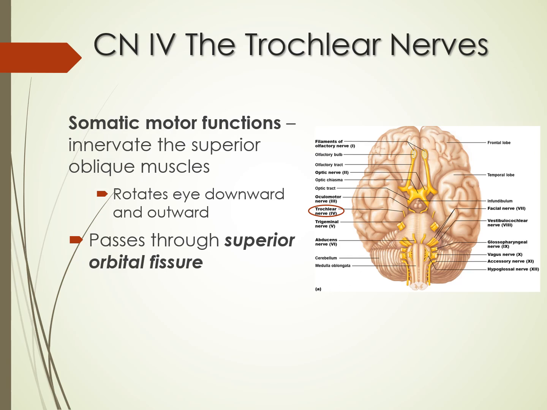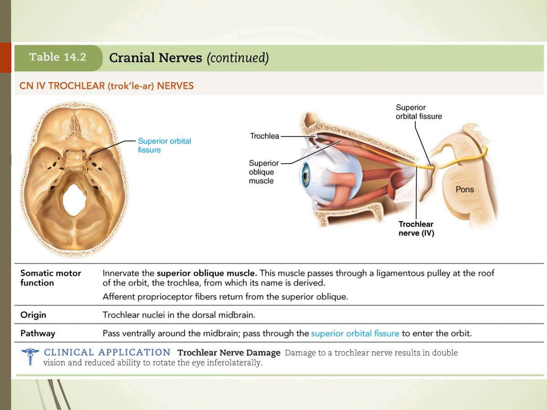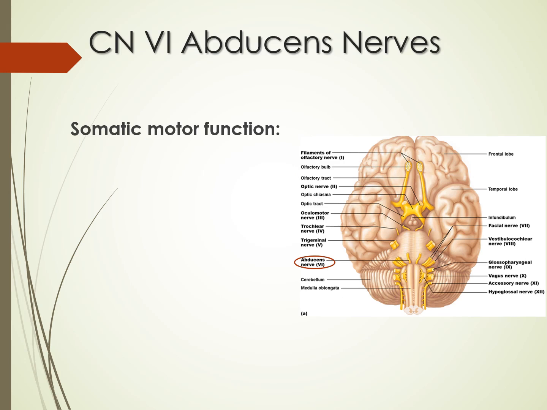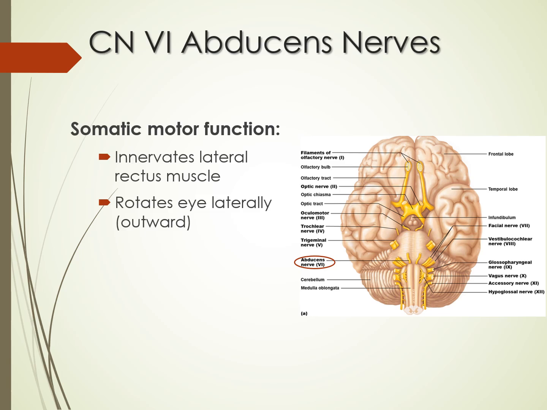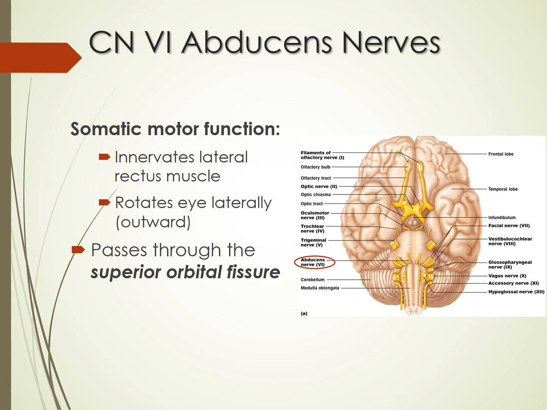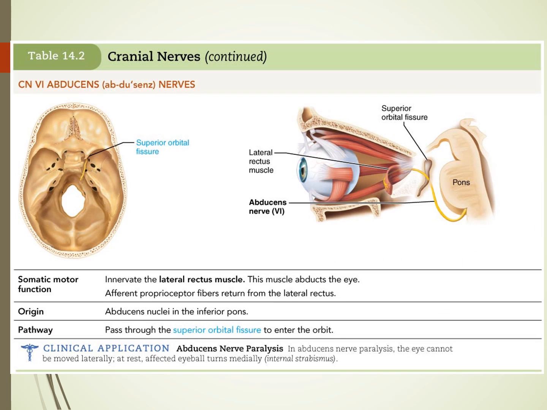So here's our oculomotor table. You can see those different muscles that they're innervating, things like that. So again, don't get too caught up on the specific muscles just yet. Just know about what they're doing, okay? So cranial nerve 4 is the trochlear nerve. It just has somatic motor function, and it rotates the eye downward and outward, okay? It only innervates one muscle, and it also passes through that superior orbital fissure.